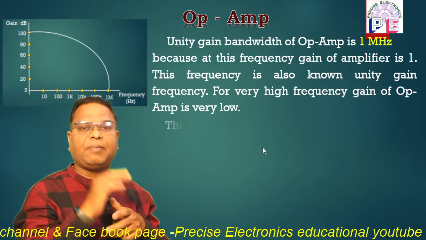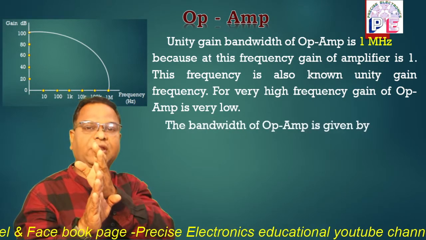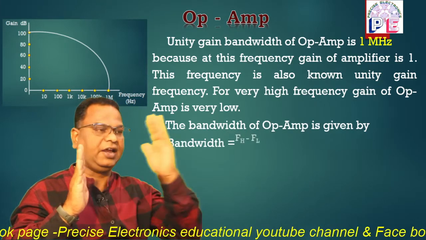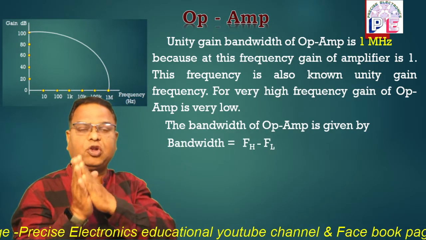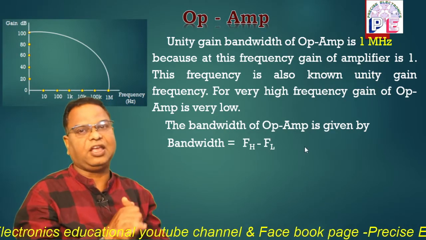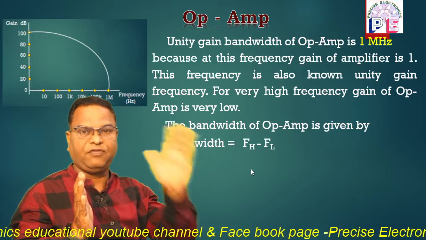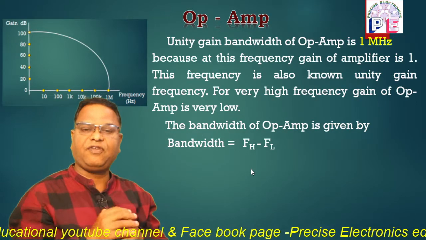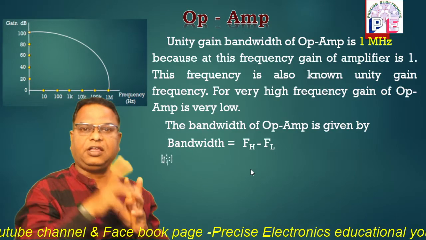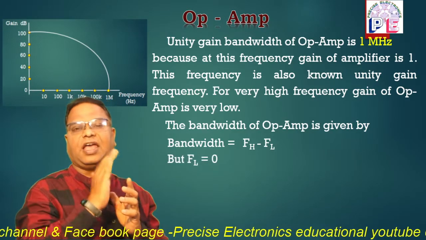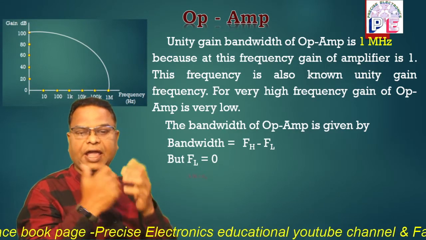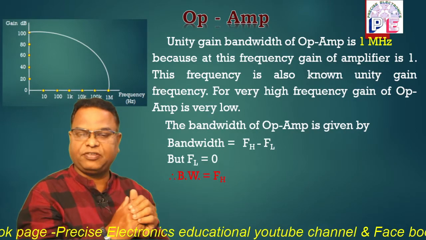The bandwidth of the op-amp. What is bandwidth? Bandwidth is nothing but the difference between the higher frequency and the lower frequency. So it is given by FH minus FL, where FH is the higher frequency and FL is the lower frequency. But friend, in this characteristic, FL is 0. So obviously bandwidth is equal to FH, that is the higher frequency.